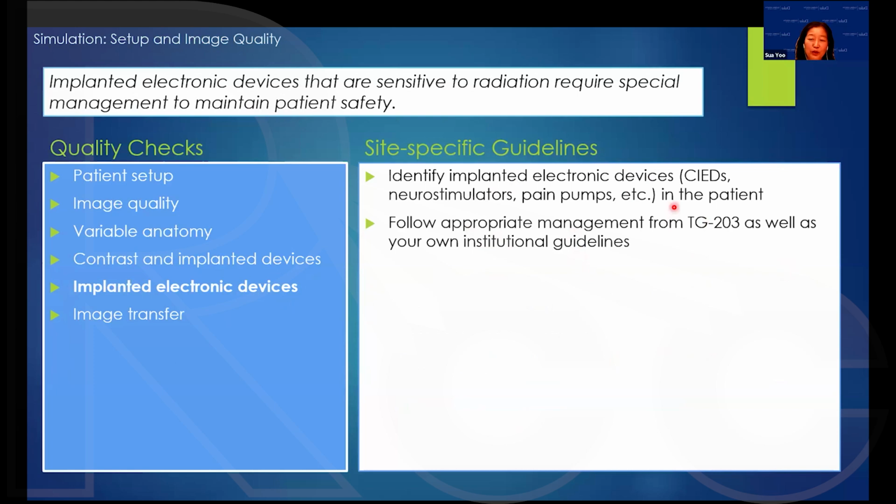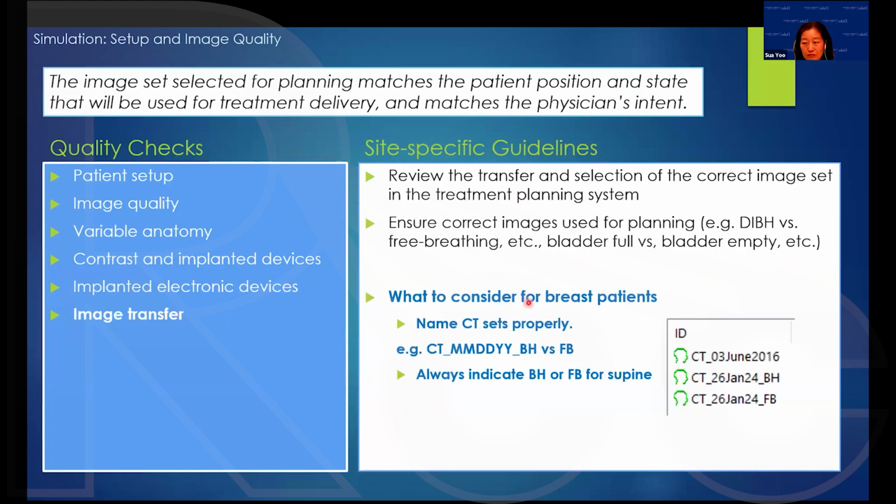We just need to avoid this when we set up the beam. Image transfer: usually for breast patients, we have both breath hold and free breathing CT scans. Then we need to specify, otherwise it gets confused. So the way we handle it is we put CT, because it's CT images, and put the date and indicate whether it's breath hold or free breathing.